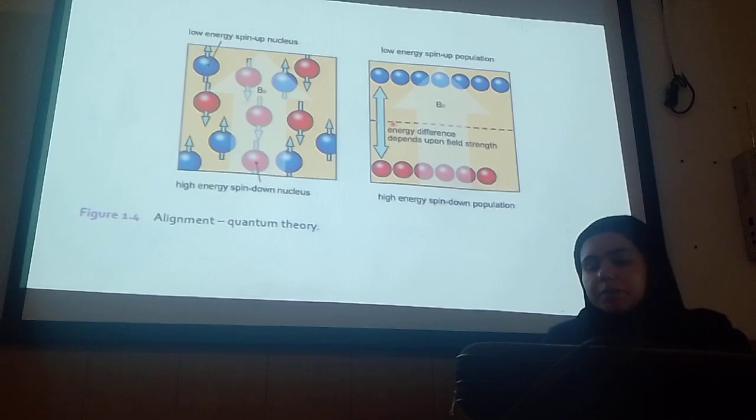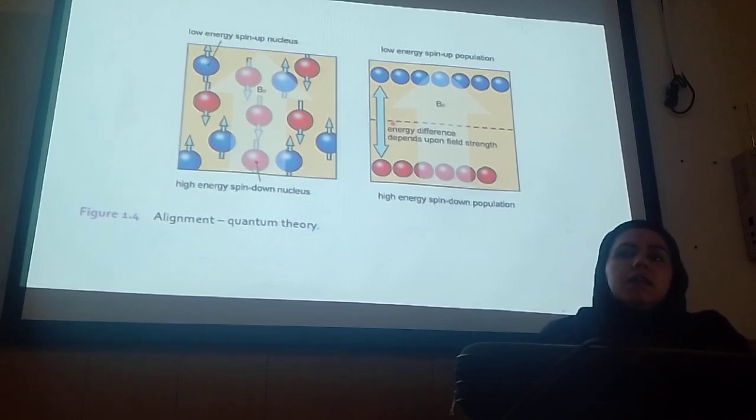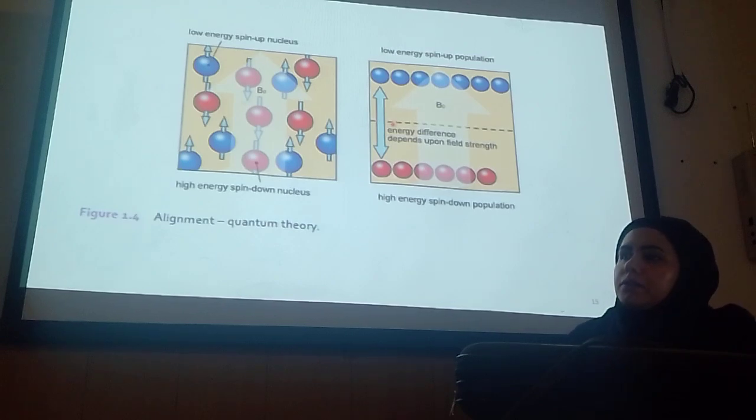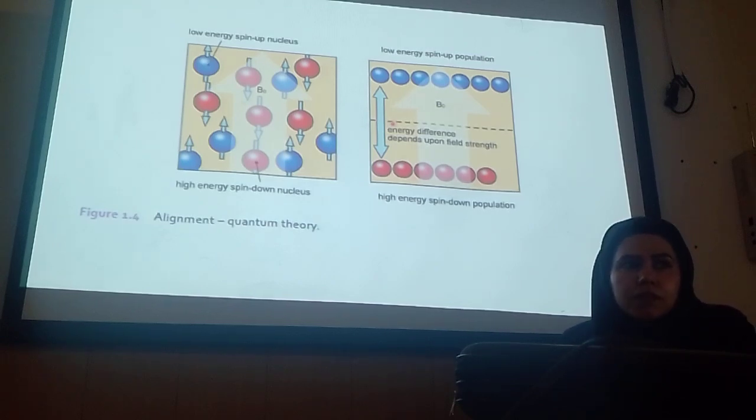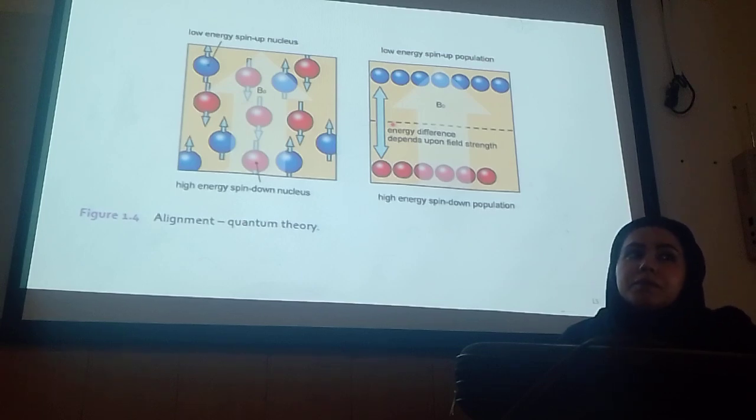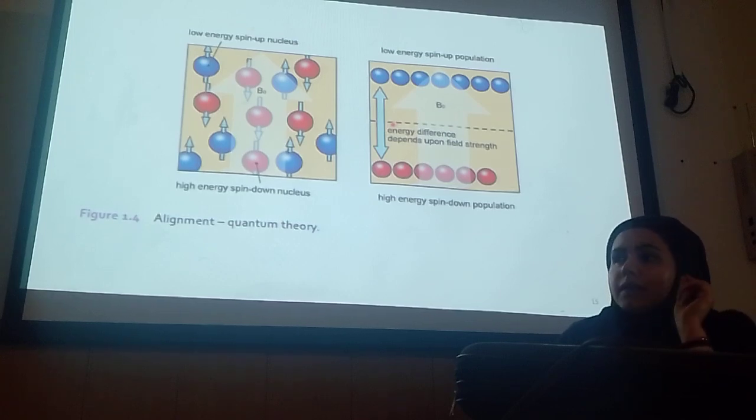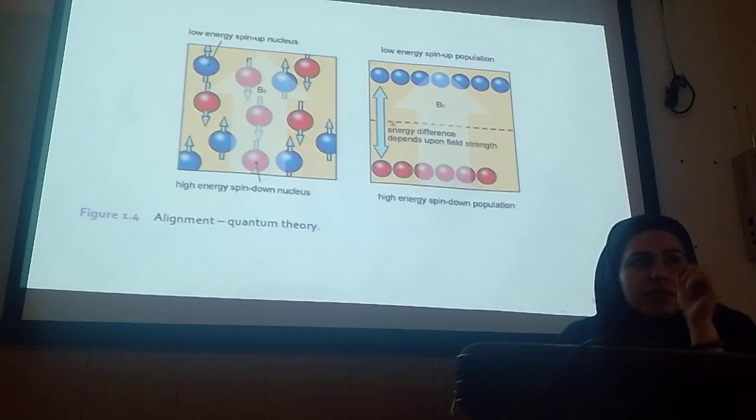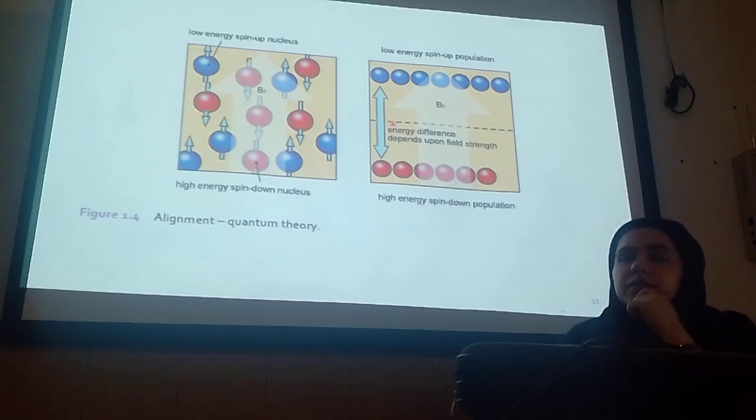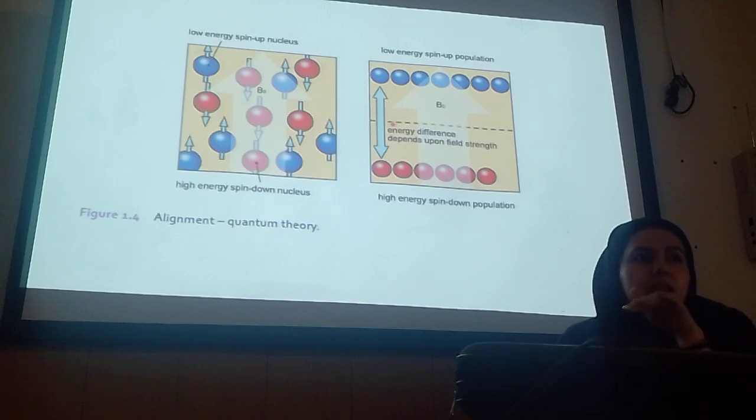I have a question. Do you think after producing this magnetization, can we have any current in the loop? No. Why? Because the produced magnetic field in this situation is constant. You can't have any current in a constant field.